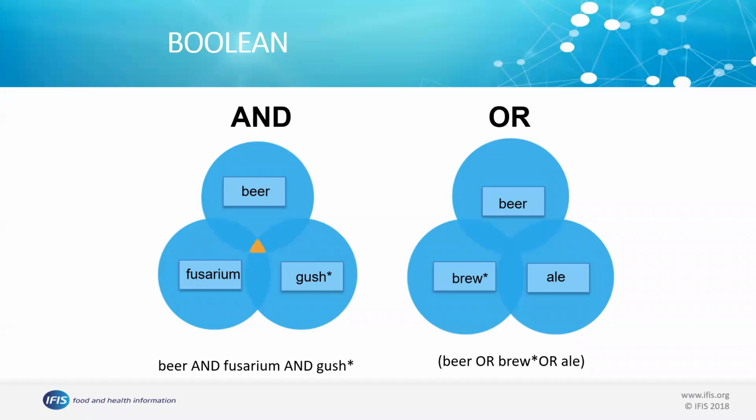And this is thinking about the Boolean operators. The ANDs are what you use to connect the different concepts, and ORs are the ones that you are using basically as synonyms or as different ways to express a single concept.